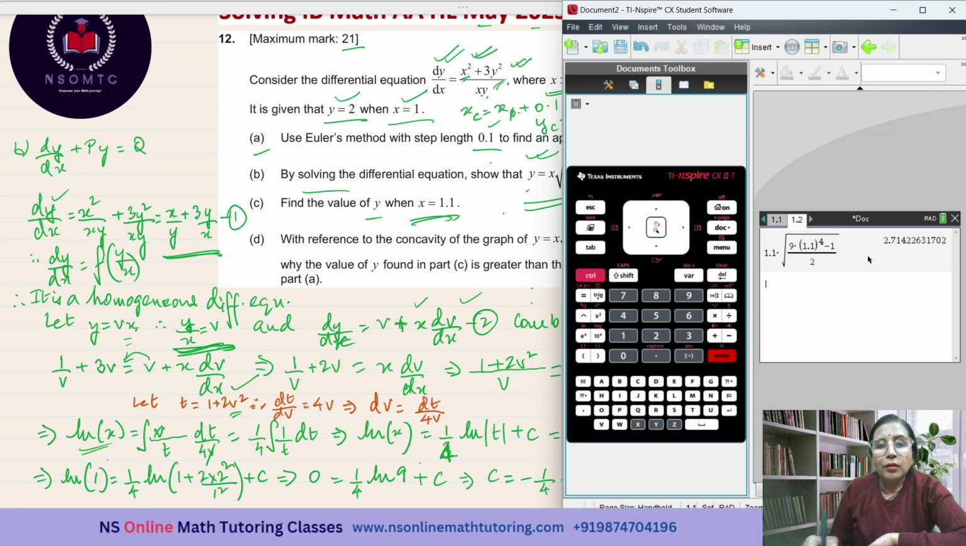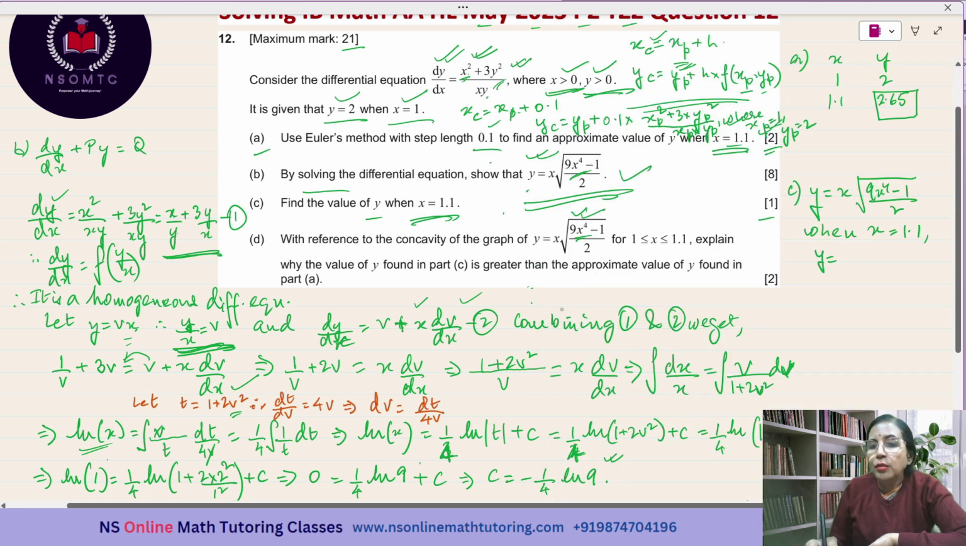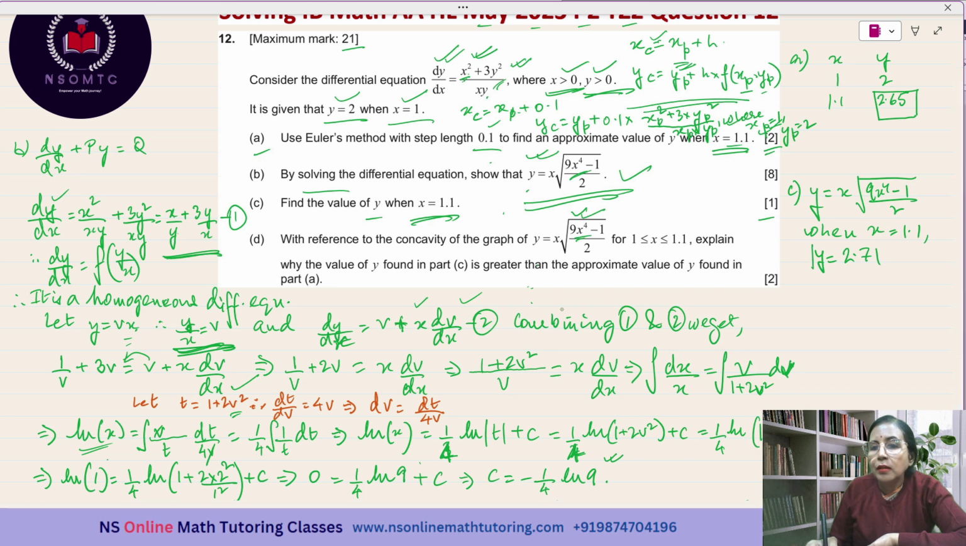So it is 2.71 correct to 3 significant figures. And you see, using Euler's method, we had found the value of y as 2.65 when x value was equal to 1.1.